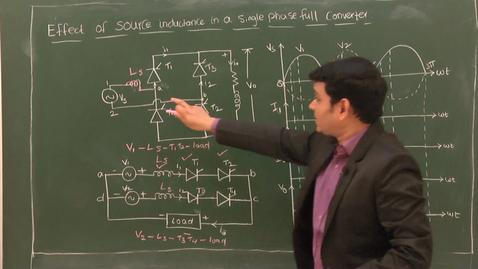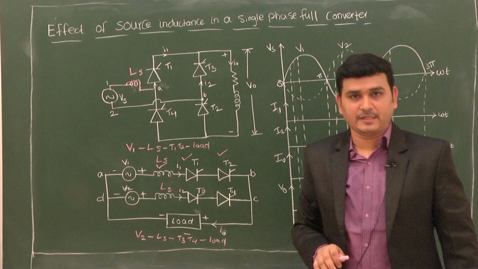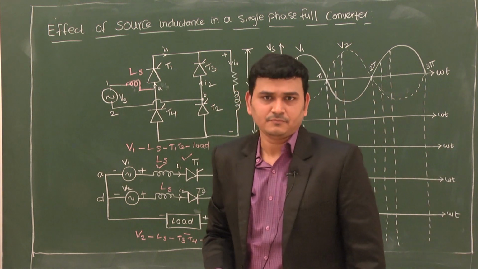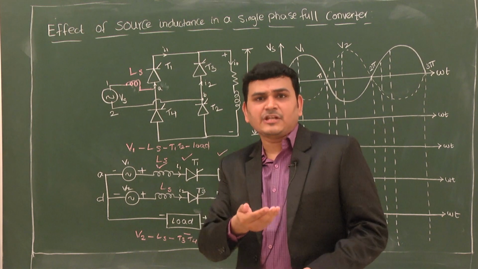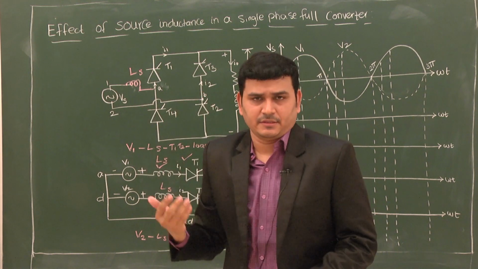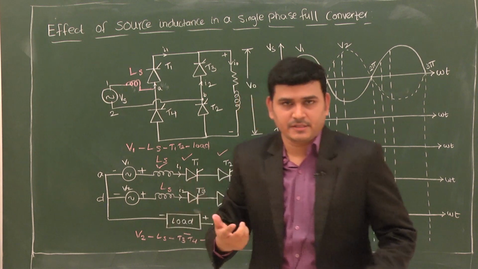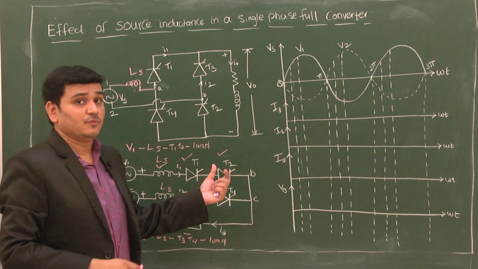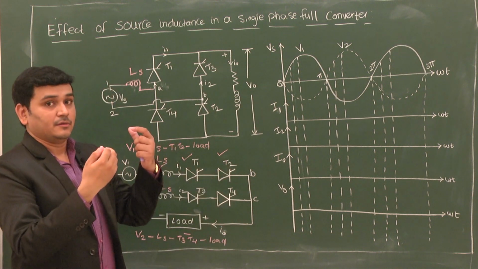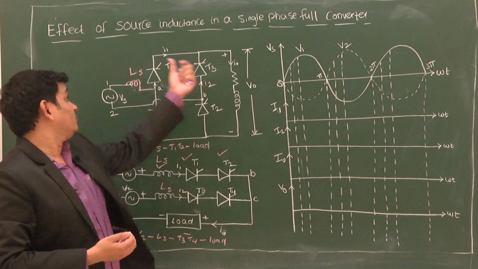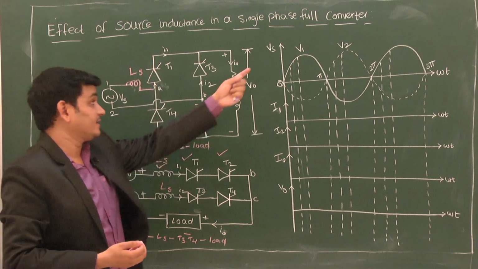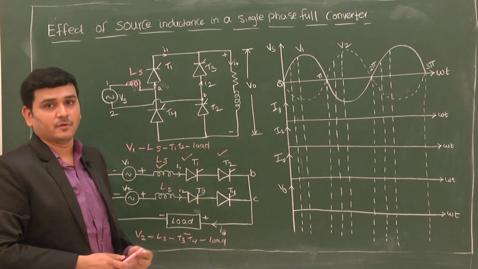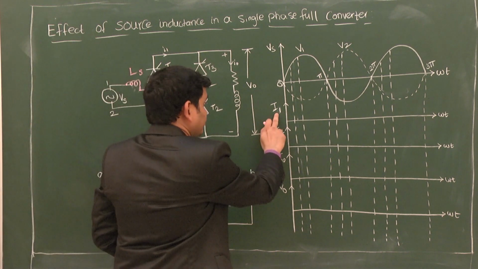But if you consider this Ls, source inductance, which does not allow sudden changes in current, there will be a gradual increase in current and a gradual decrease in current. It doesn't happen instantaneously. So, the same operation we shall discuss now: how this source inductance is affecting the performance.